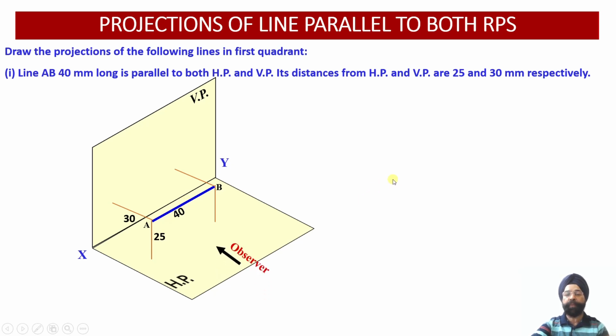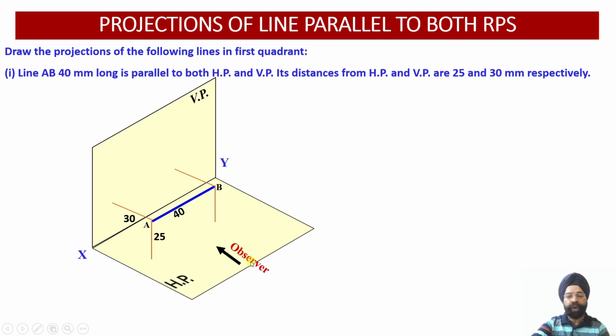Now I need to draw the projections of this line. The line is located over here. Now the observer is going to look from the front. I want to draw the front view first, but you could have drawn the top view also. Why? Because this line happens to be parallel to both VP and HP. I told you earlier, you have to draw first those projections corresponding to the location of the line. If a line is parallel to a given reference plane, you have to draw those projections first. Since this line is parallel to both reference planes, it is your choice whether you want to draw the front view or the top view.